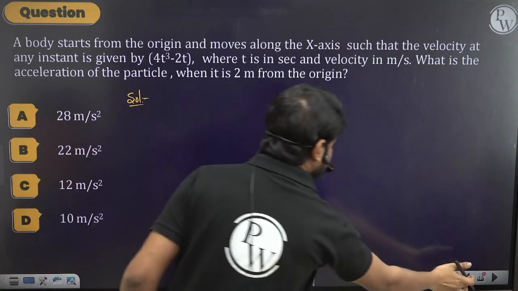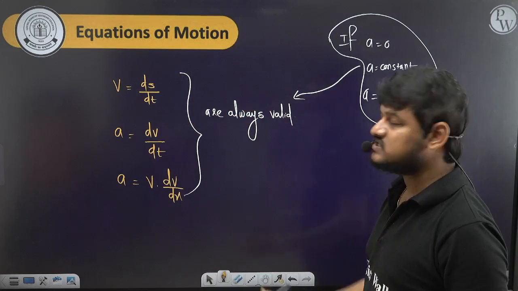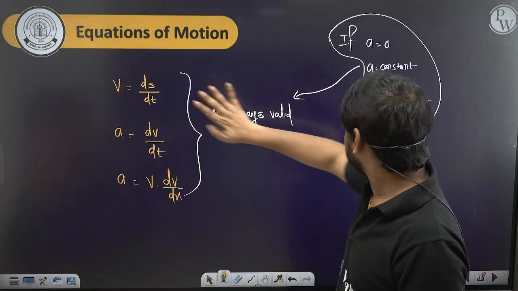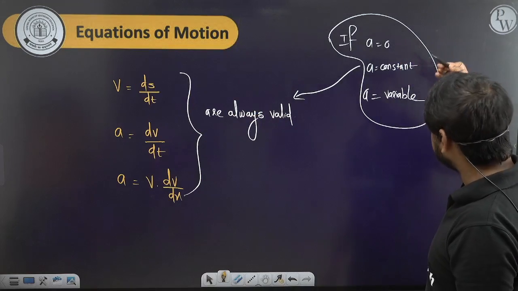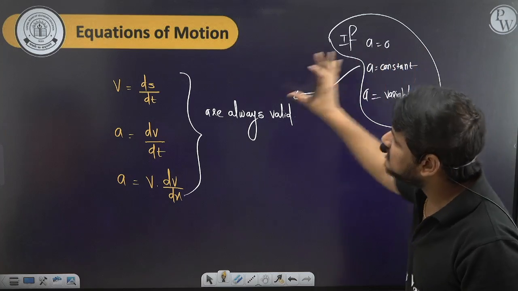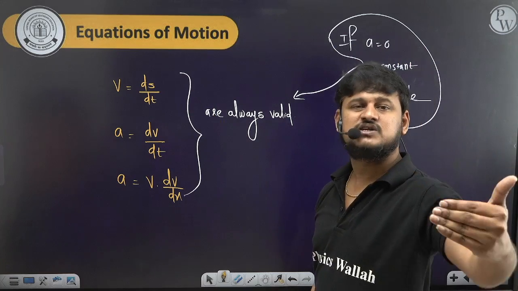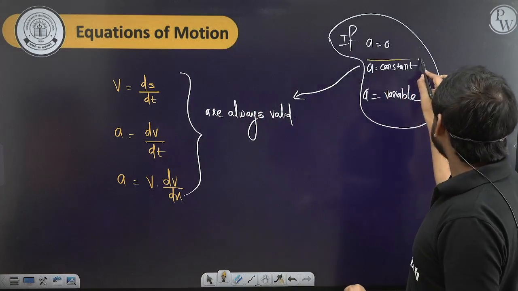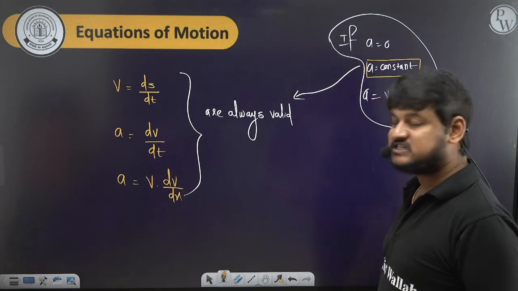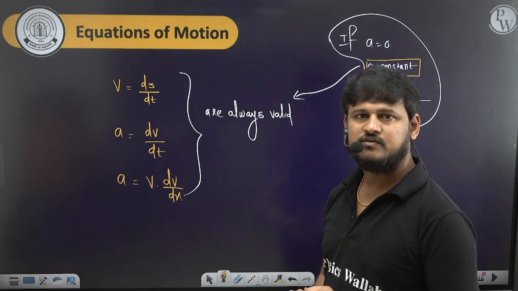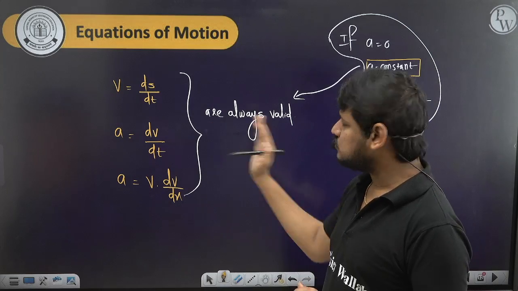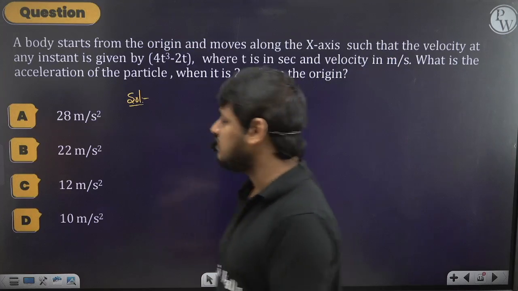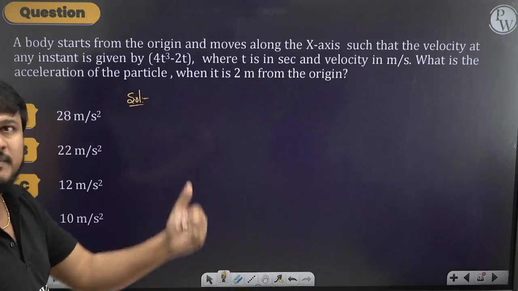Clear? So I wrote what equations of motion we studied, and where these equations can be applied. Whenever the acceleration is 0, constant, or variable, in all these cases these can be applied. Again, we are going to study the equations of motion only under constant or uniform acceleration. There will be some more equations, and those equations we'll also study. But before that, let's solve one or two questions, then we'll go for equations of motion under uniform acceleration.